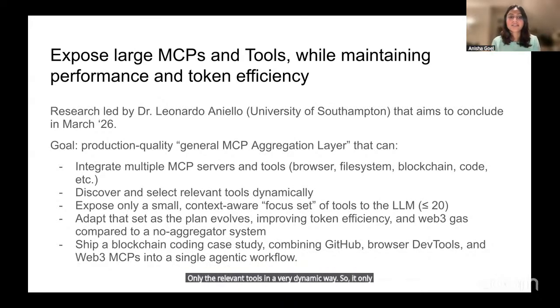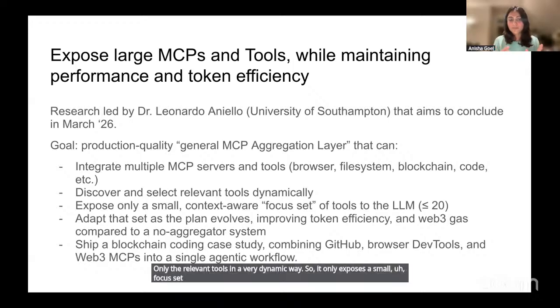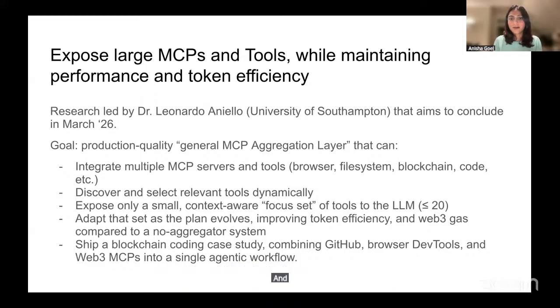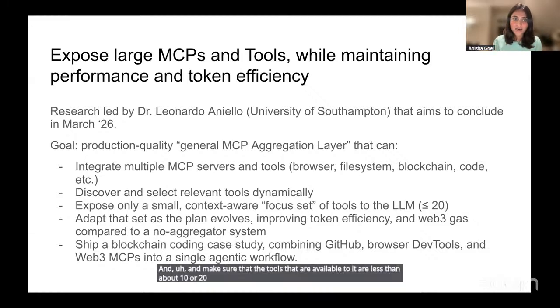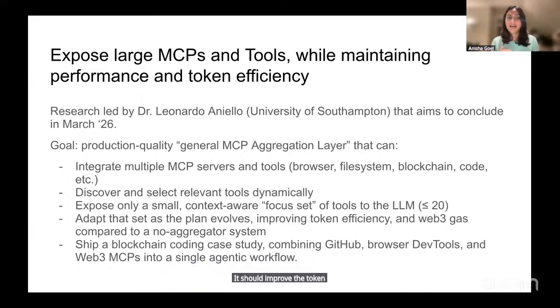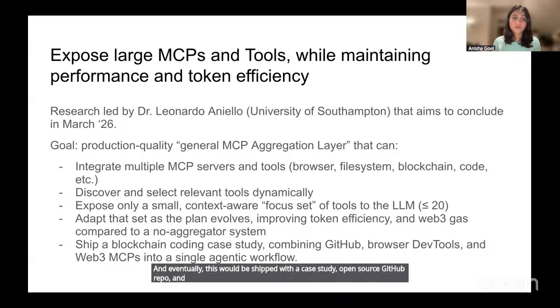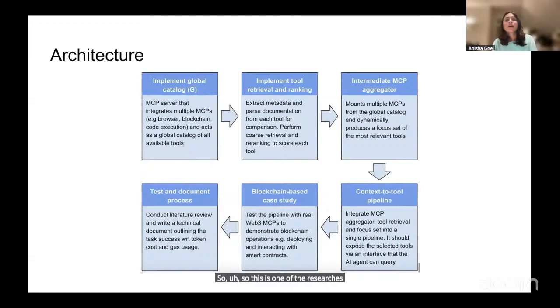So it only exposes a small focus set and keeps the agent context aware without overwhelming the context window, and makes sure that the tools that are available to it are less than about 10 or 20. And obviously, the idea is that as that plan evolves, it should improve the token efficiency and the Web3 gas compared to a non-aggregator system. And eventually, this would be shipped with a case study, open source GitHub repo, and a lot of dev tools and a Web3 MCP in a single agentic workflow. So this is one of the researches that we're doing.